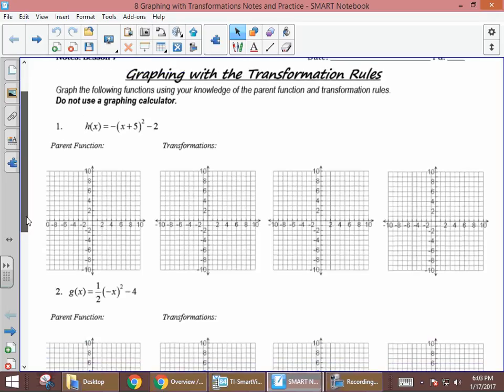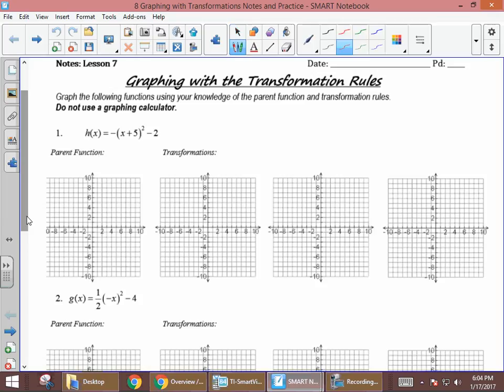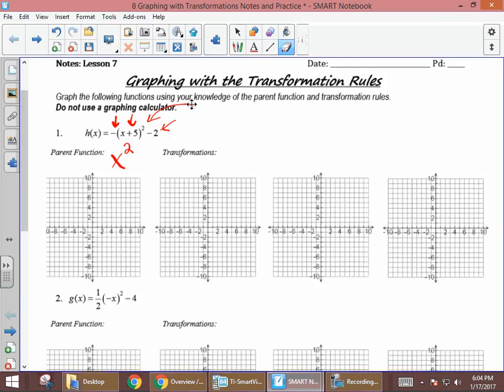The parent function, when you see anything raised to the second power, is going to be x squared. So the question is, what transformations are happening to the parent x squared as we move along? We should see that there are 1, 2, 3 things happening to the parent. And we're going to take care of those here.